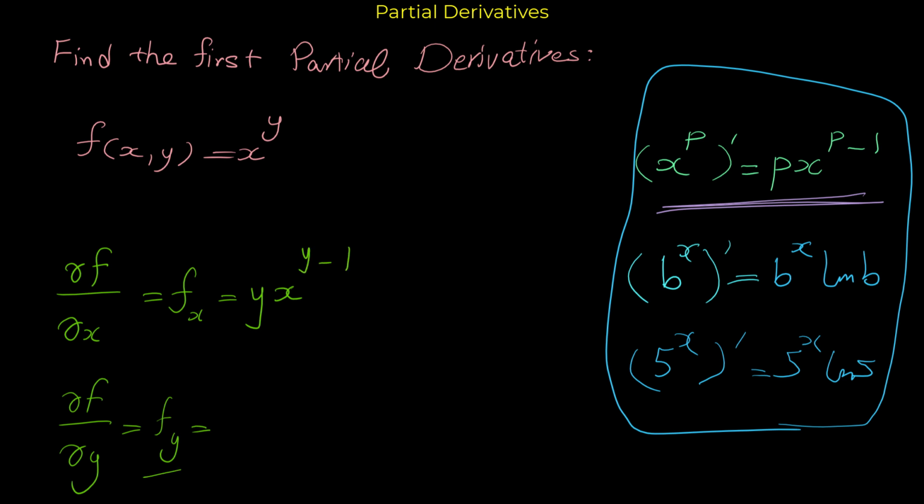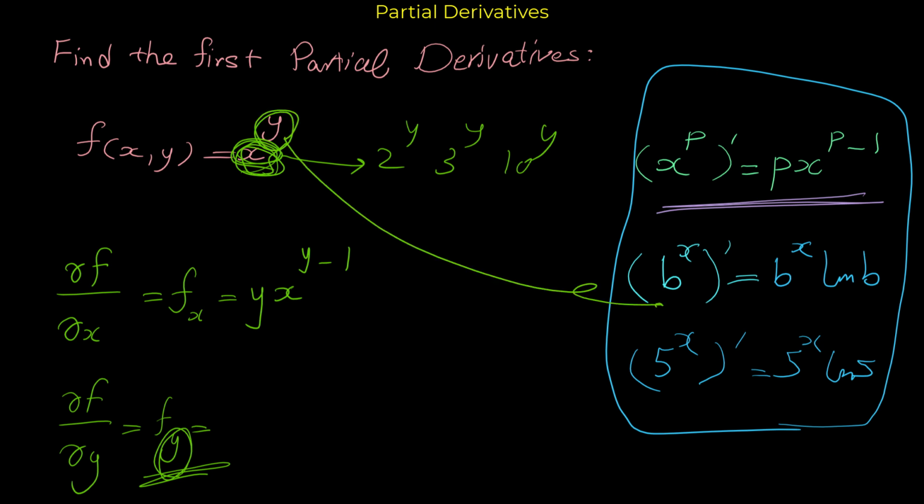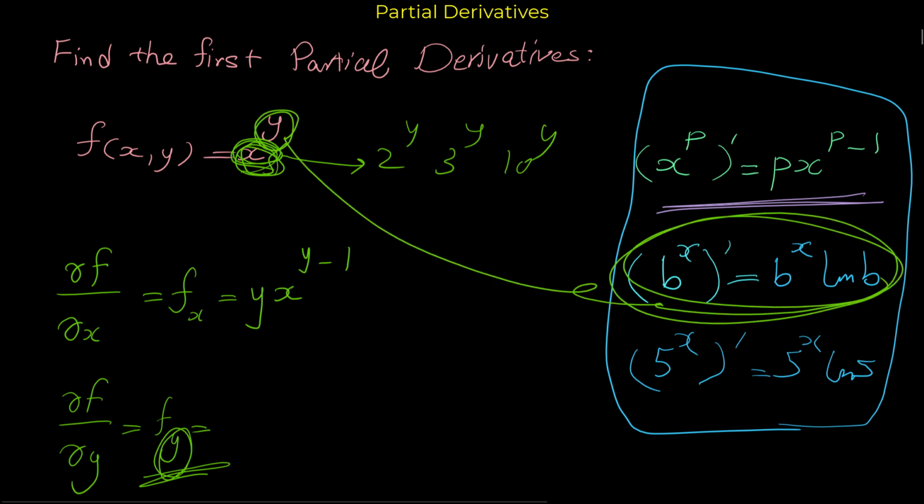Now, what about the partial derivative of f with respect to y? This time, x is a number for us because y is our variable. We want to find derivative, the change of this function with respect to y. So y is our variable, x is our number. So this is like 2 to the y, or 3 to the y, or 10 to the y, because x for us is a constant, y is our variable. So this time we have to use this formula.